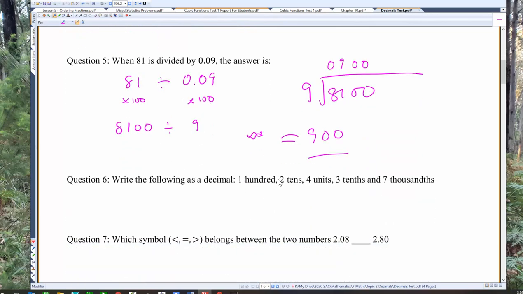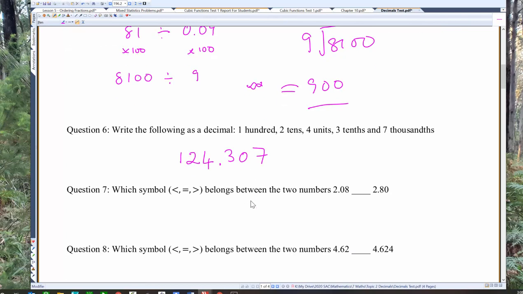Write the following as a decimal: 100, 2 tens, 4 units, 124, 3 tenths, 0 hundredths, and 7 thousandths. Which symbol, less than, equal to, or greater than, belongs between these numbers? So we note here that it's got the same number of units, different number of tenths. This one has more tenths in it. So this one here will be always more than this one, or this one here is 2.08 is less than 2.80.